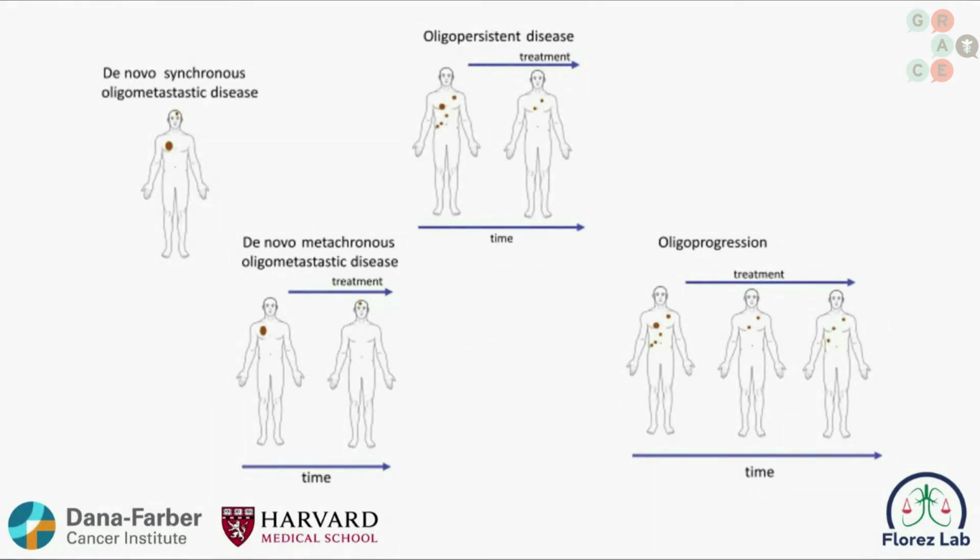And we have oligopersistent. What is oligopersistent? It's a patient that has disease in some limited sites, and when it's treated, only 1 or 2 sites remain. And what we're talking about today is oligoprogression, in which the patient has limited disease, receives treatment, and after a certain time, 1 or 2 sites of the disease grow where the rest of the body, or the rest of the disease, is under control.